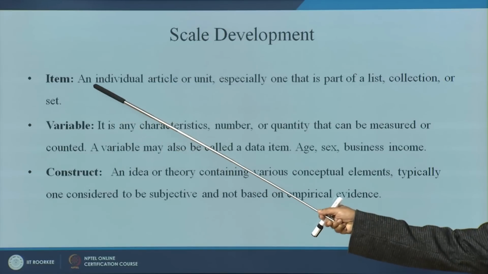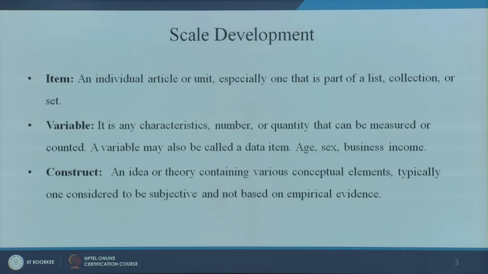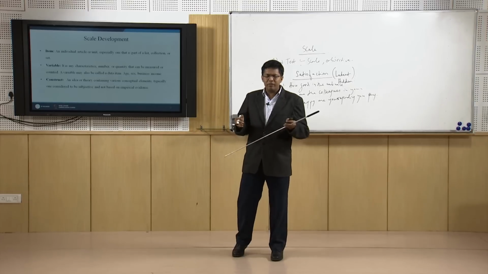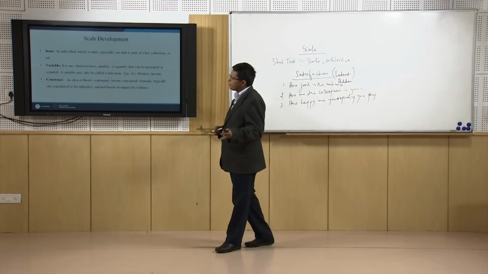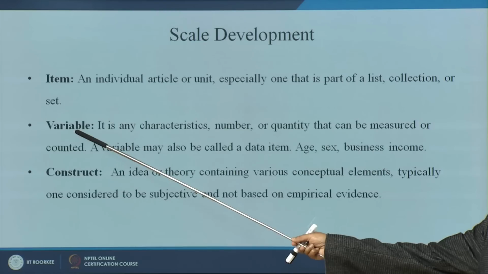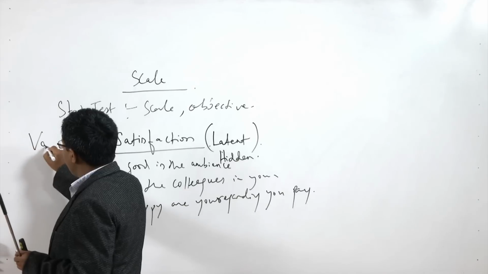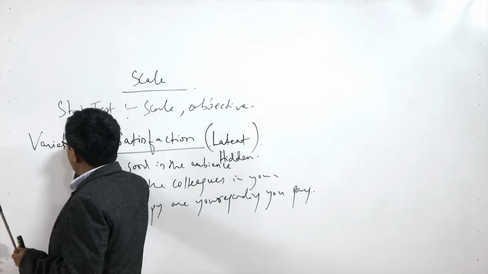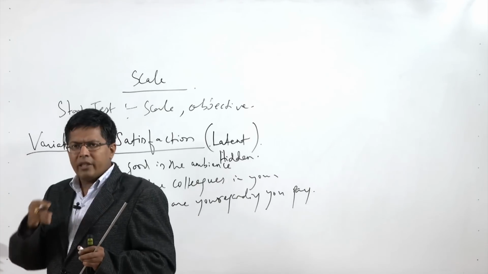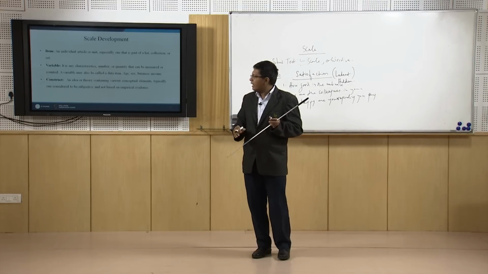Many times people confuse the terms item and variable. Although the difference is very thin in terms of social science research, there is still a difference. Now, what is the difference? A variable, as the name suggests, is something that varies. The value changes with the situation, you can understand that.